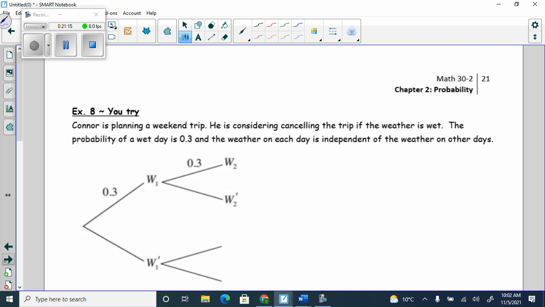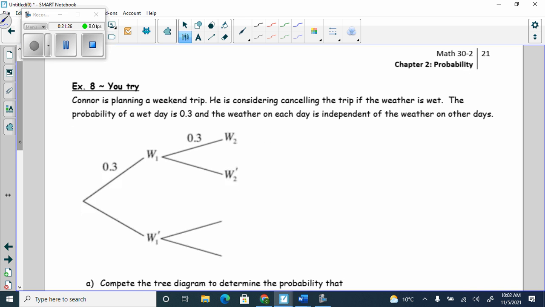Connor's planning a weekend trip. He considers canceling the trip if the weather is wet. The probability of a wet day is 0.3, and the weather on each day is independent. So this would be day 1, day 2. If the weather wet is 0.3, what's the weather not wet? 0.7. Yeah. So this would be wet, 0.3, and then wet would be 0.3. Wet and then dry would be 0.7. And this would be dry, which would be 0.7.